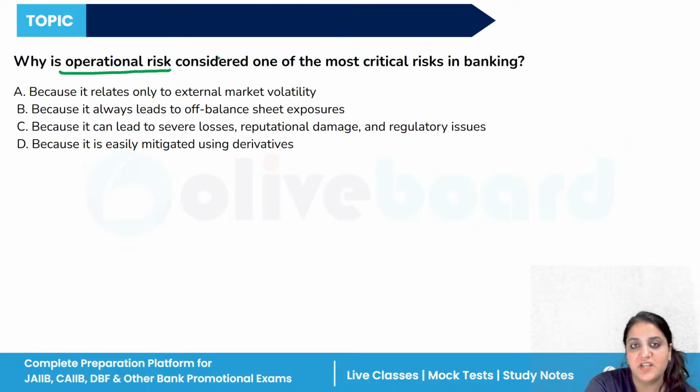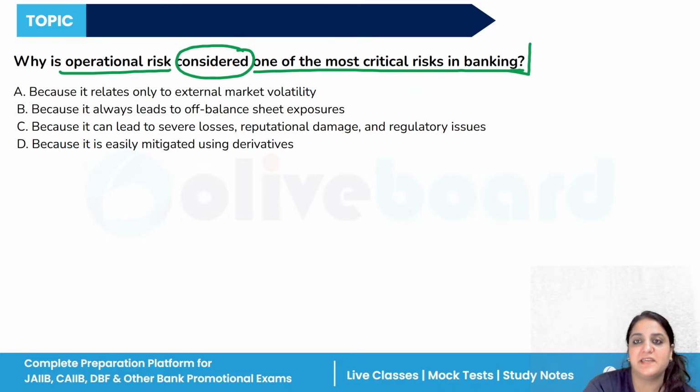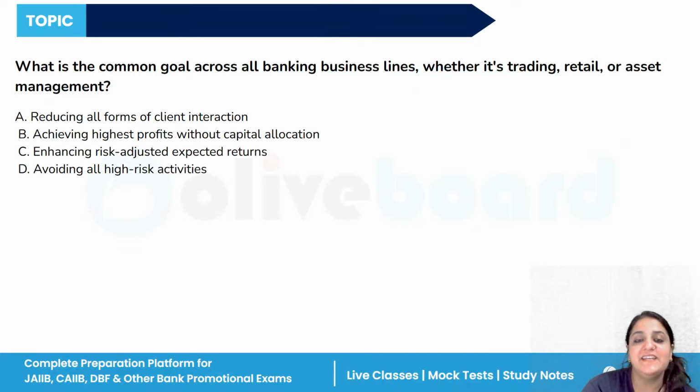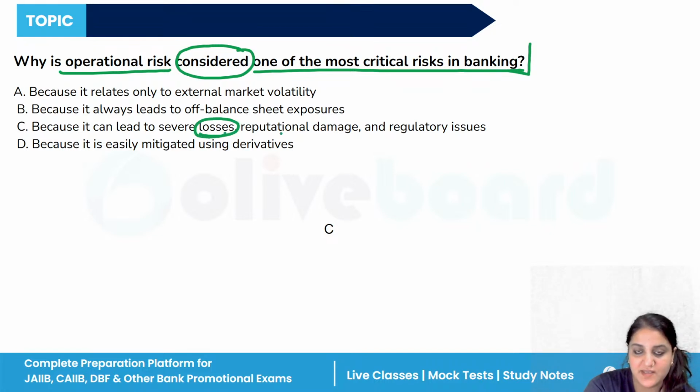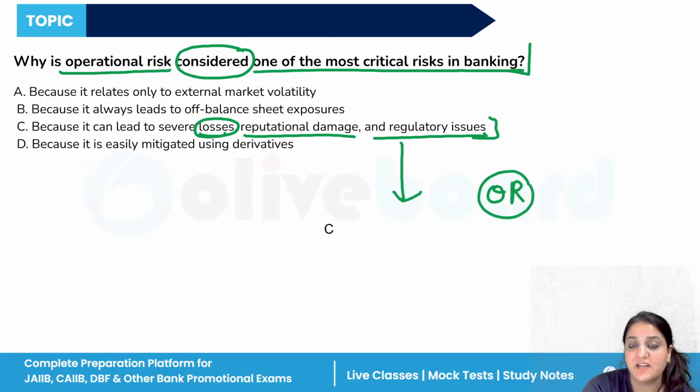Why is operational risk considered one of the most critical risks in banking? Because it can lead to severe losses, reputational damage, and regulatory issues. These are the things, that's why operational risk is considered the most critical risk in banking.